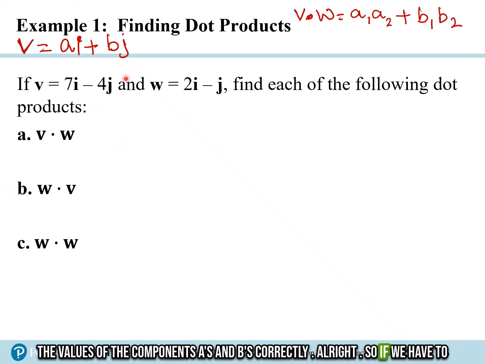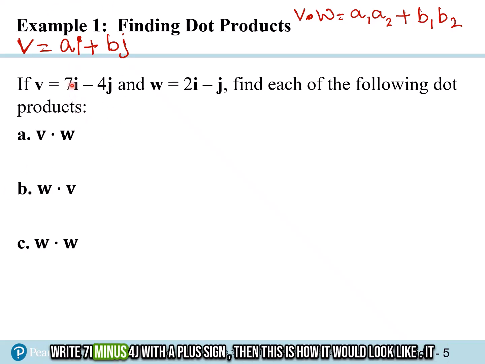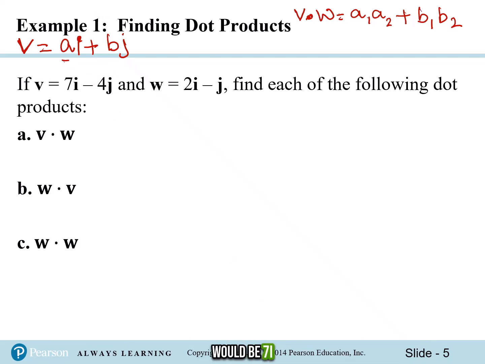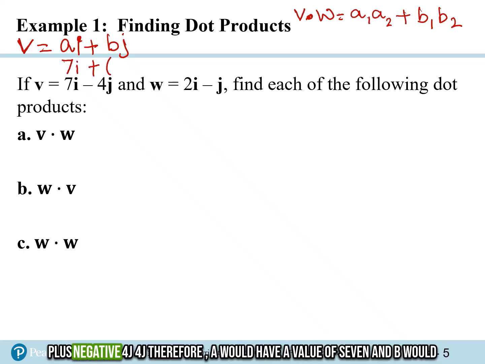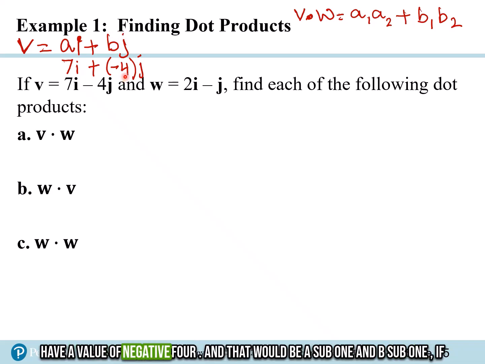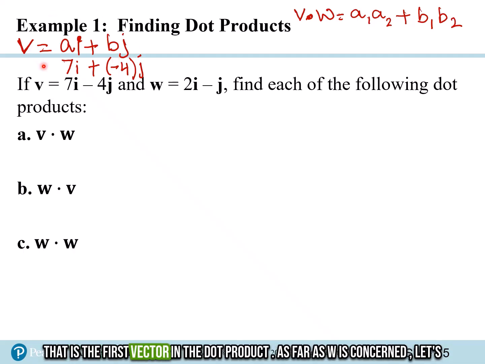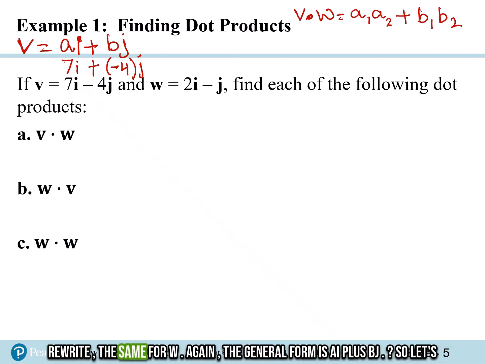All right, so if we have to write 7i minus 4j with a plus sign, then this is how it would look like. It would be 7i plus negative 4j. Therefore, a would have a value of 7 and b would have a value of negative 4. And that would be a sub 1 and b sub 1 if that is the first vector in the dot product. As far as w is concerned, let's rewrite the same for w.